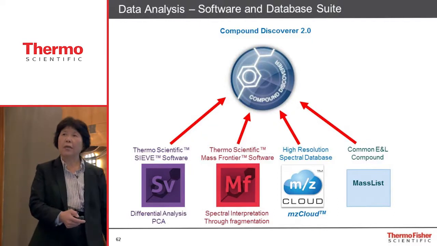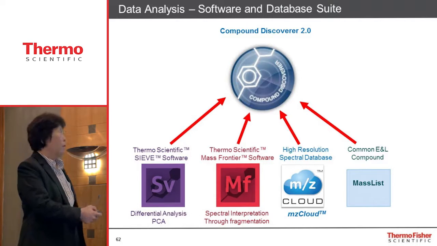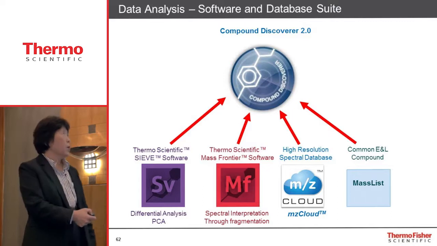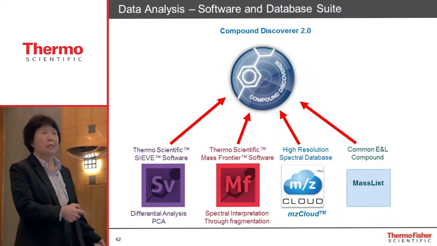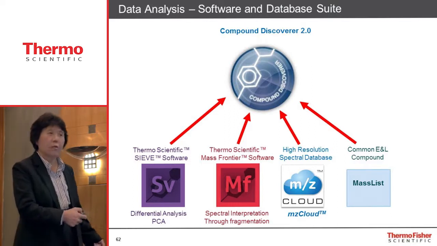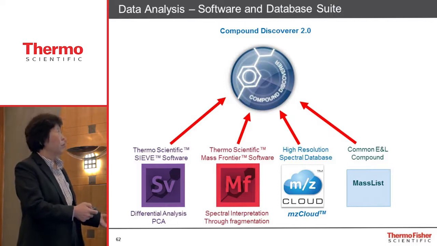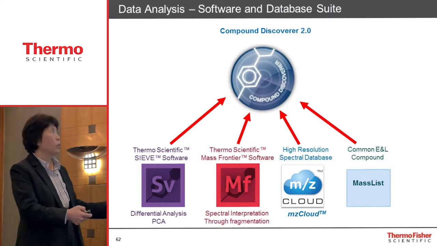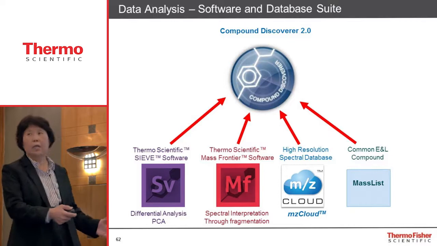Normally, data processing is always a bottleneck. With Compound Discoverer 2.0, bottleneck no more. This one is Thermo made, with an advanced, customizable, very flexible workflow. For 1.0, we could only do known parent compound impurity ID. But for 2.0, we can do unknowns, which is great news for E&L folks.